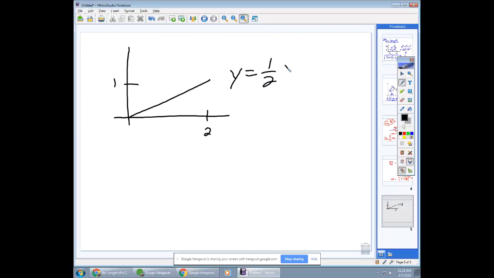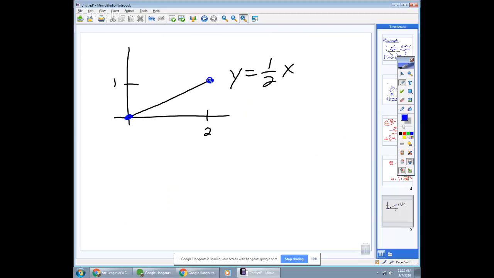Y equals 1/2 x. Let's start off easy. Now, we want to find the arc length between 0 and 2. We could just use the Pythagorean theorem for that, but we're going to try to use the arc length formula and see what it gives us. Then we'll check with the Pythagorean theorem.